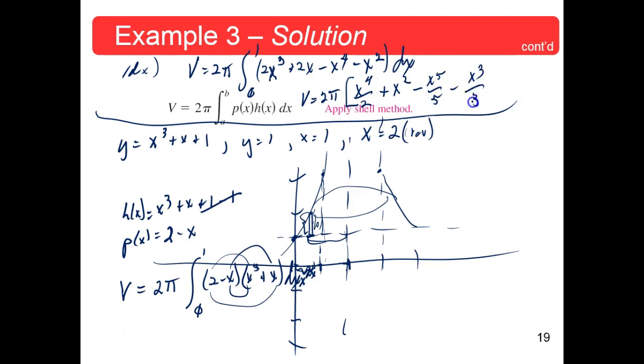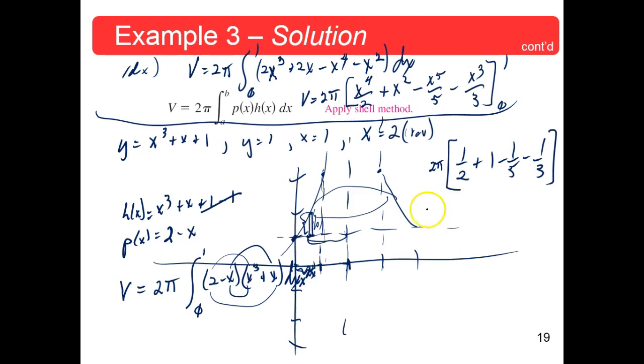X cubed over 3. And now comes our fractions, which is my favorite part of all time. Oh, and this is evaluated from 0 to 1, which will then be 2 pi times, I believe it's 1/2, plus 1, minus 1/5, minus 1/3. Now, here's where things are looking up from the last problem. I'm going to get a positive volume. I feel a lot better. Okay, so last time when I saw a negative volume coming, I knew I was in serious trouble.